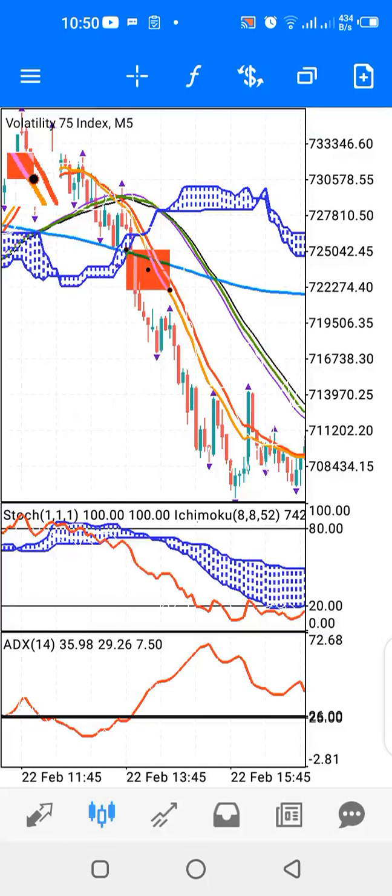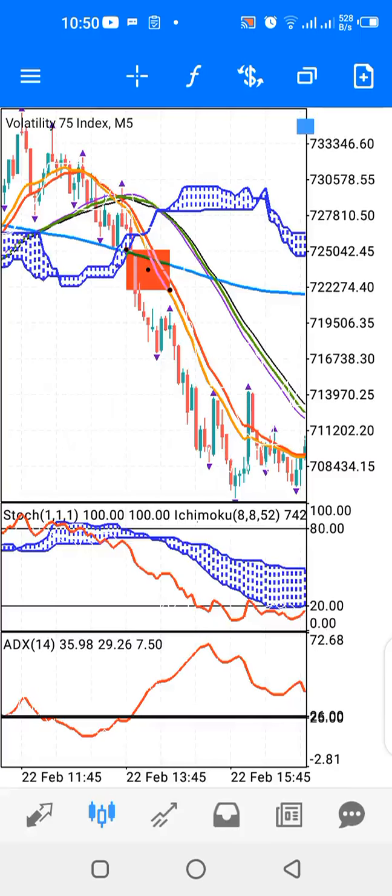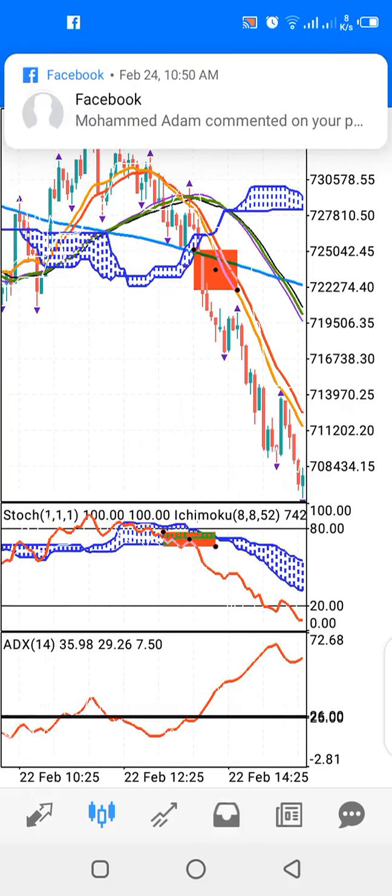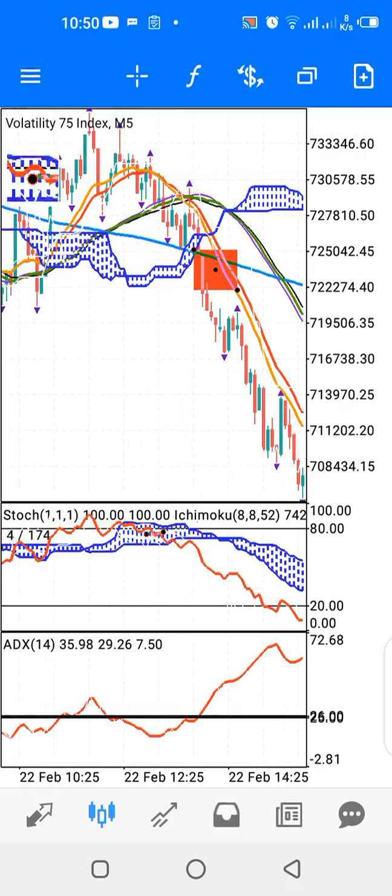Also for indicator window 1, to sell, I place my entry when the red line crosses below the Bollinger Bands, like you have around here, especially when the Bollinger Band is on the 80 level, stochastic level.